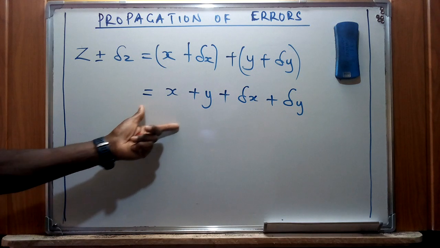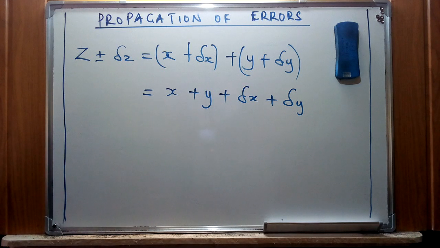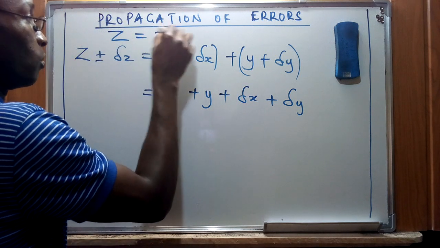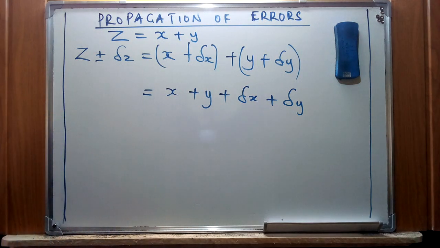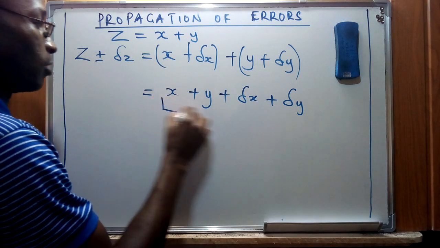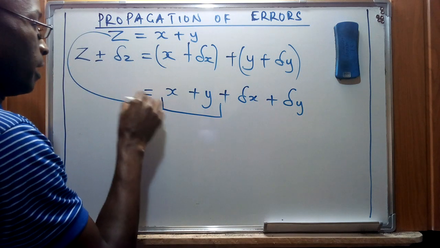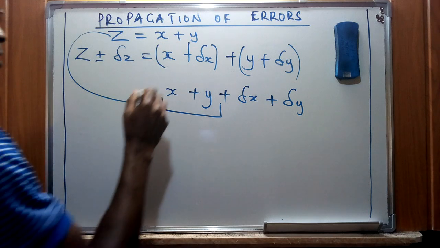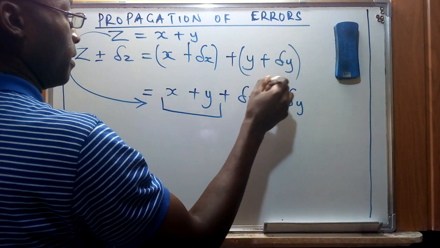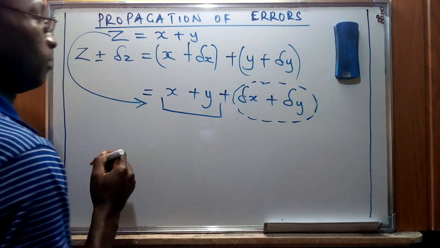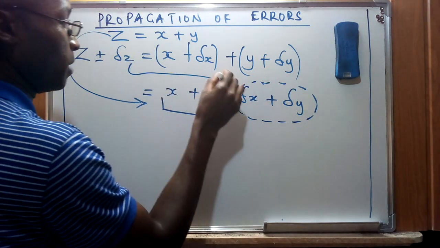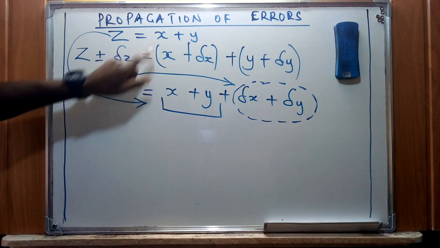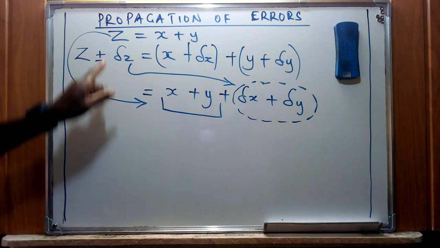We had said that if z is a value without errors, then it's the sum of x plus y. So the first section of this expression is the z that is devoid of errors. The second section is the part containing the errors, and the summation of those errors, the total effect of the errors in x and y, is expressed using this total error here.